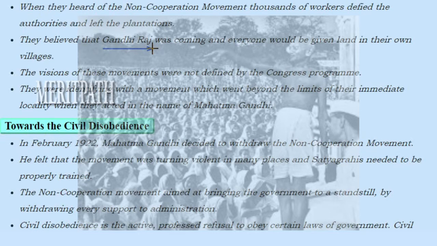The visions of these movements were not defined by the Congress programme. They were identifying with a movement which went beyond the limits of the immediate locality when they acted in the name of Mahatma Gandhi.